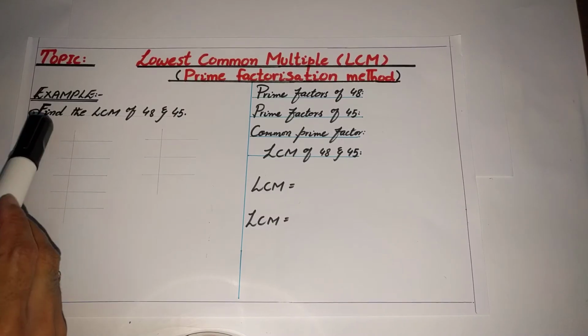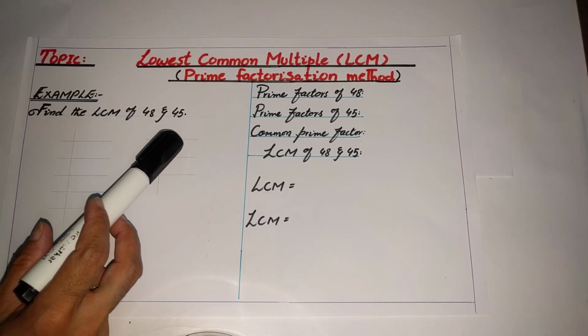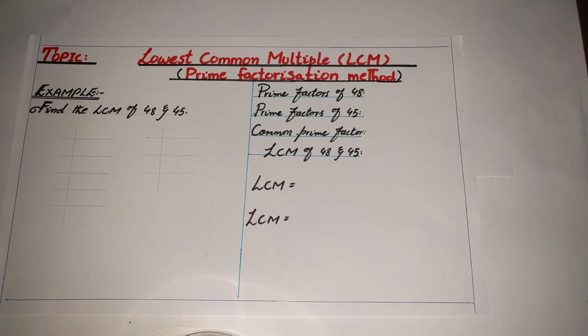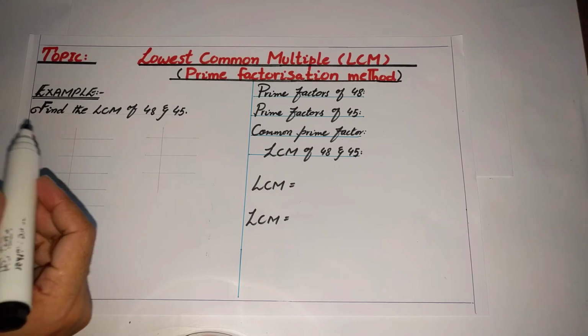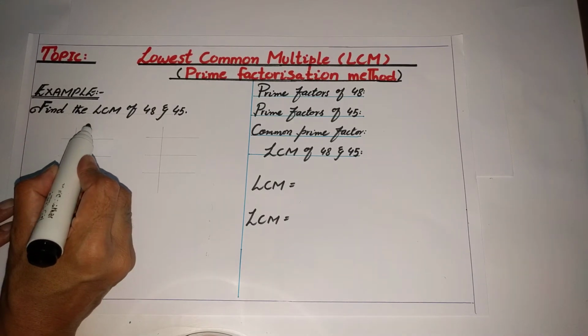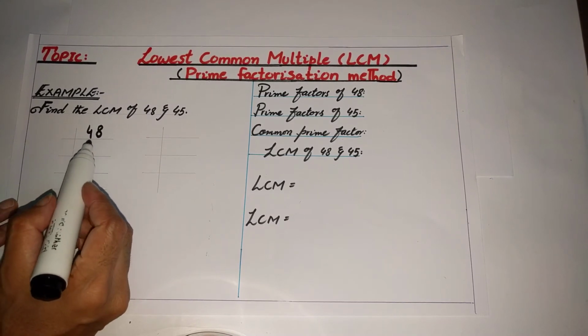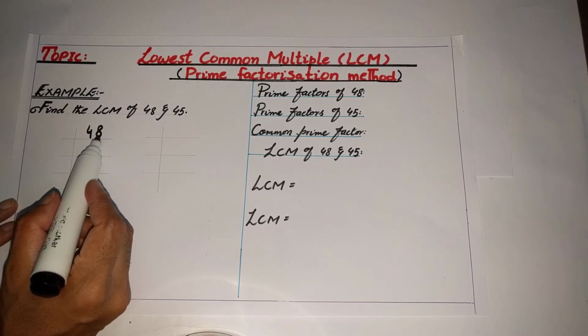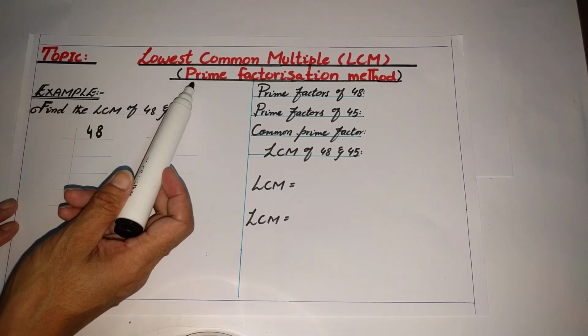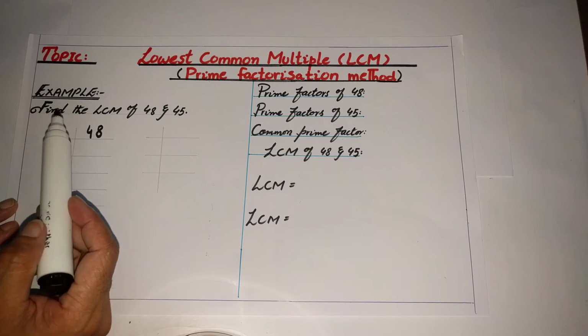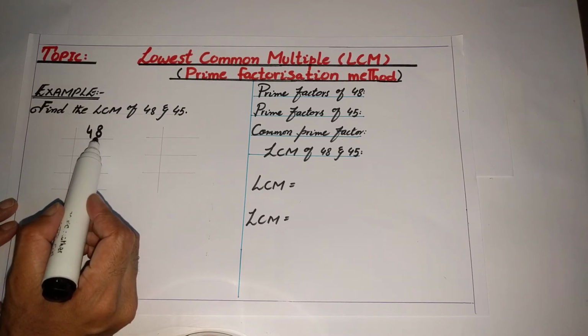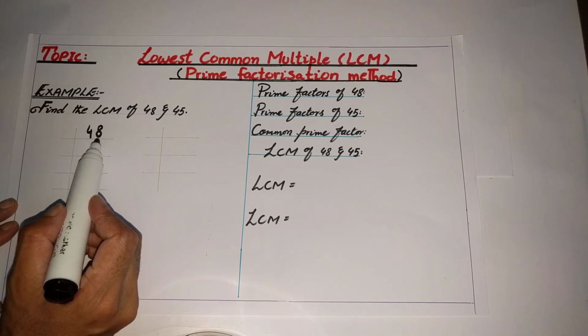The example is: find the LCM of 48 and 45. So firstly we will find the prime factors. According to the first step, find the prime factors of the given numbers. The first number is 48. As I told you in the previous lectures, when you use the prime factorization method, you will use prime numbers. So firstly you will check whether 48 is divisible by a prime number or not, and you have to check by the smallest prime number, that is 2.